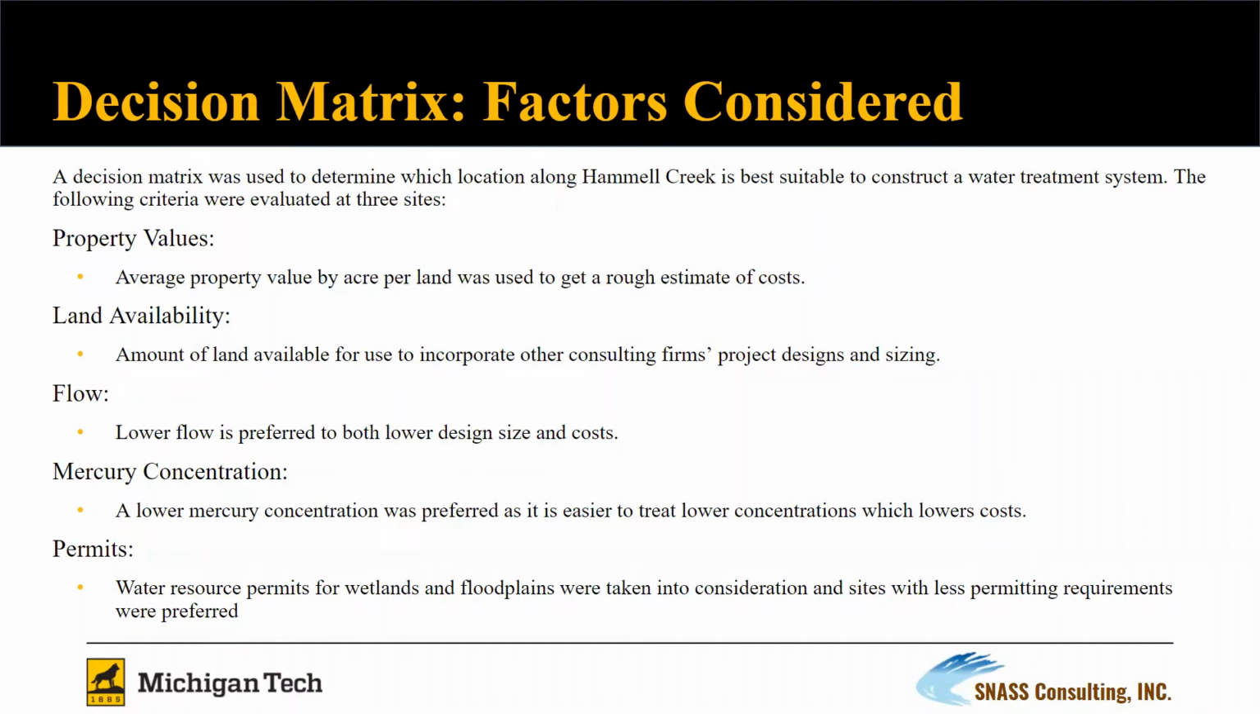We also looked at flow and mercury concentration, and for both of these, we preferred lower values because that would reduce both the size needed and the costs. And finally, we looked at permitting. A variety of water resource permits, such as floodplain and wetlands, were taken into consideration.